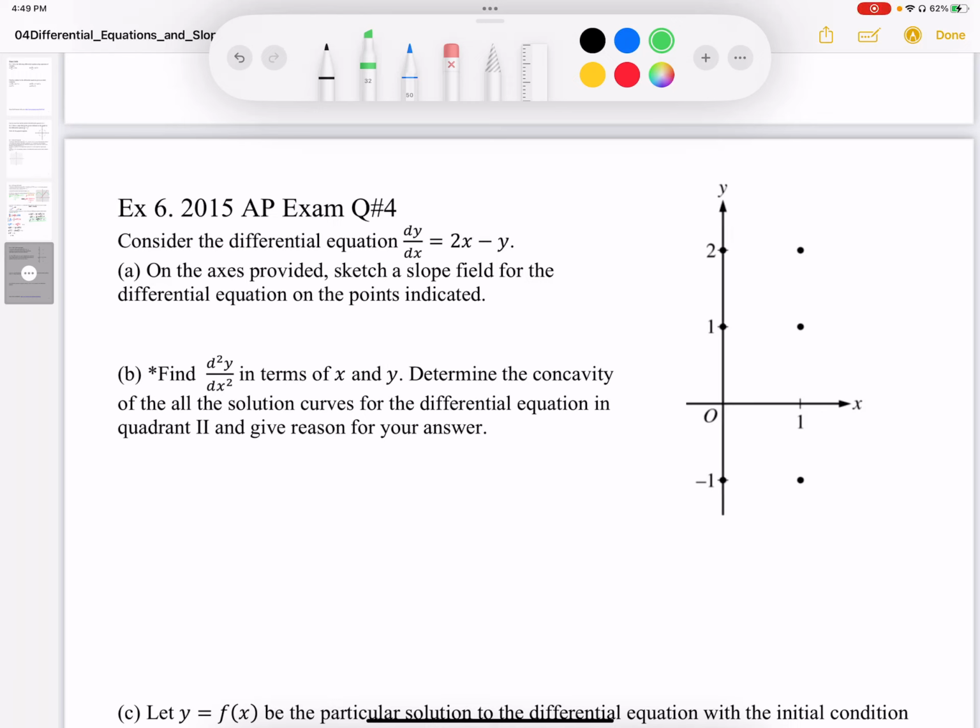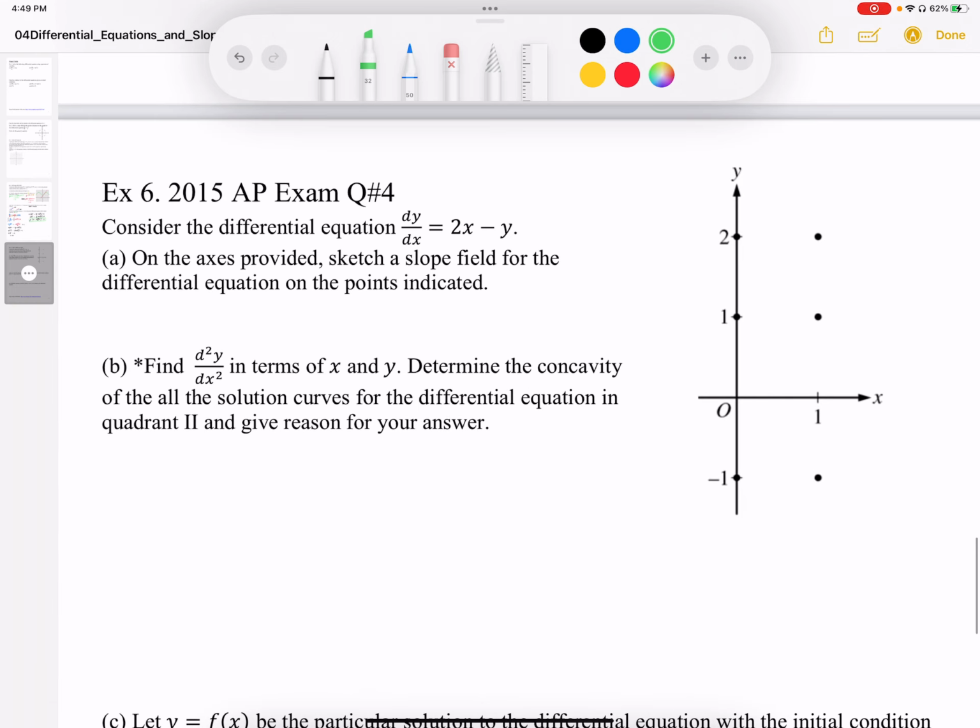Example 6. This is a 2015 AP exam question, and it says, consider the differential equation dy/dx is equal to 2x minus y. Now, one thing to notice about this differential equation is that it is not separable because it's 2x minus y. It needs to be a multiplying factor to be able to separate the dy with the y's and the dx with the x's.